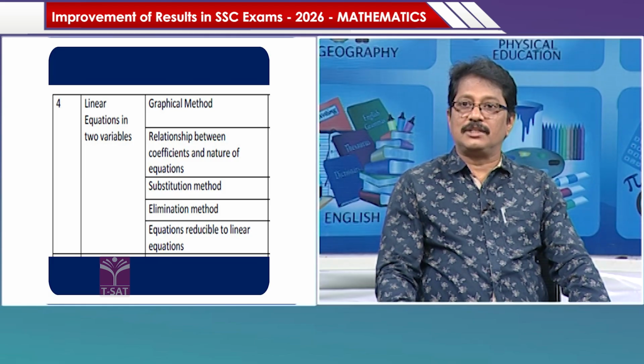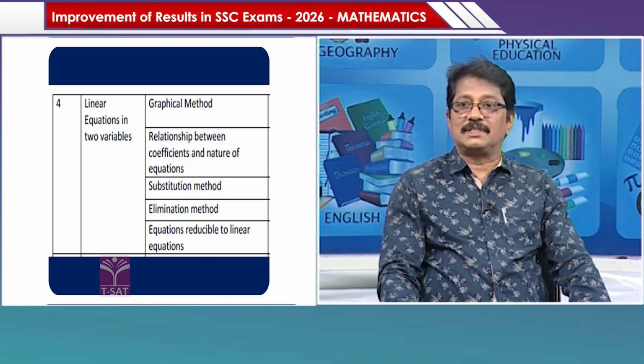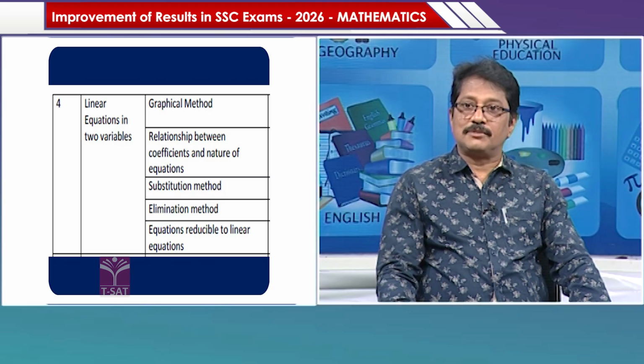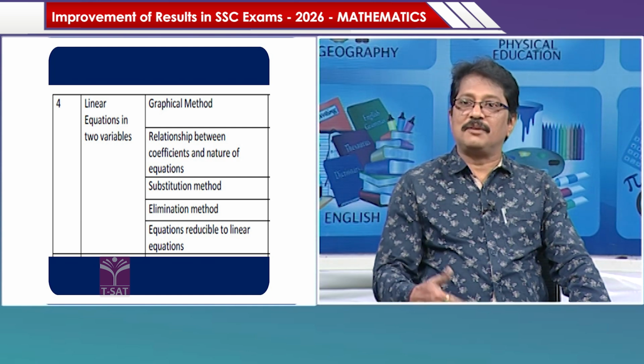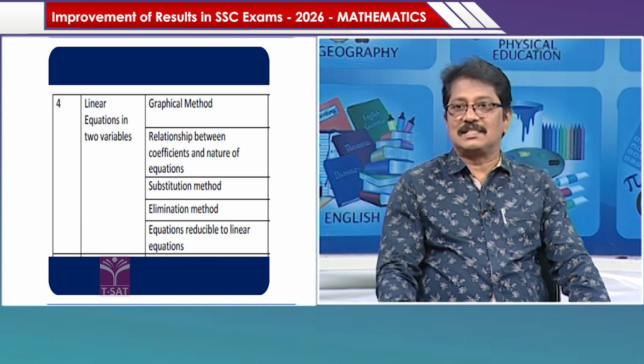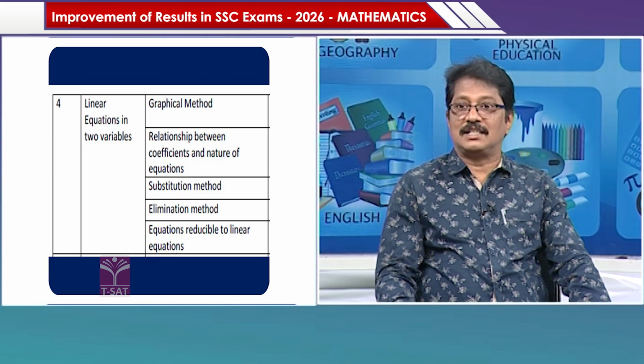The other one is a1 by a2 is equal to b1 by b2, which is not equal to c1 by c2, the second possibility. When a1 by a2 is not equal to b1 by b2, which is not equal to c1 by c2, the third possibility. Depending on the possibility, we name the equations as consistent, inconsistent, or dependent equations. Generally one question may be asked in this area: what kind of equations are these?